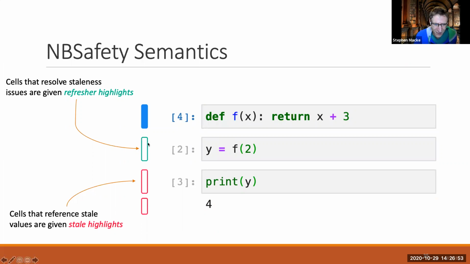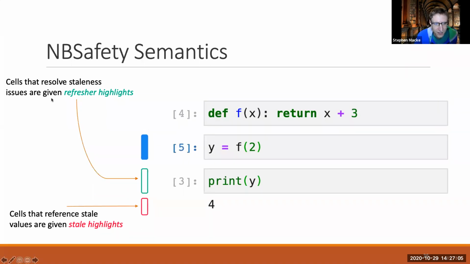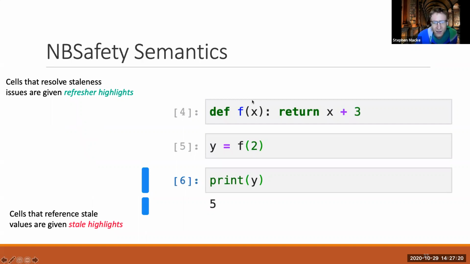so cells that resolve staleness are given these cyan refresher highlights. So the idea is if we re-execute cell 2, it'll refresh the staleness in cell 3. So when we do so, now the only stale part of cell 3 is its output. And NBSafety suggests that we re-execute cell 3 in order to resolve the staleness in output. And when we do, we get the thing that we would expect to see if we were to run the notebook in succession from top to bottom.